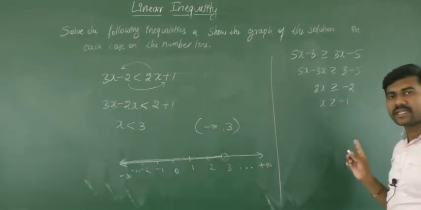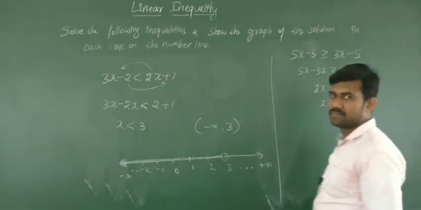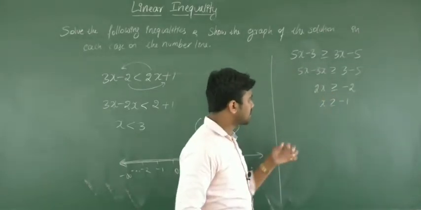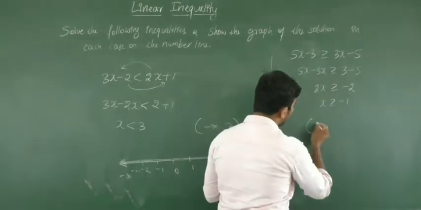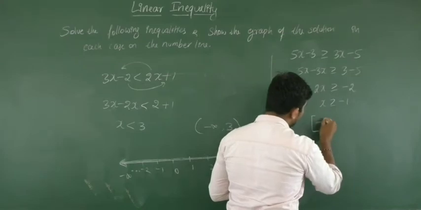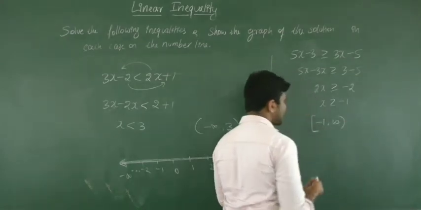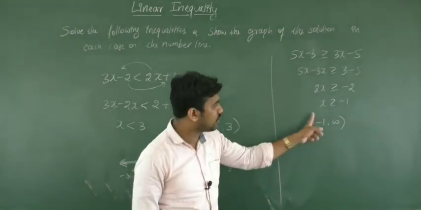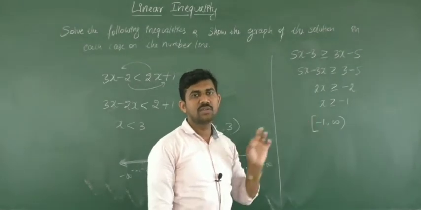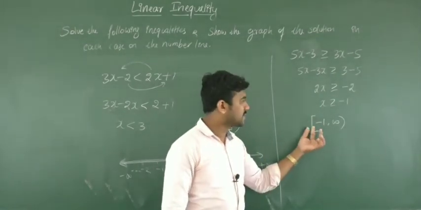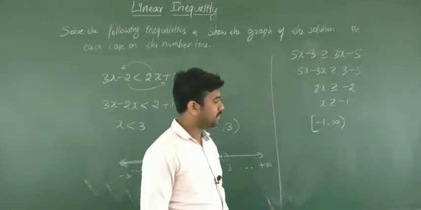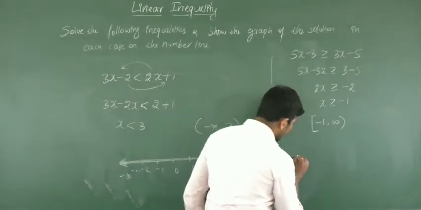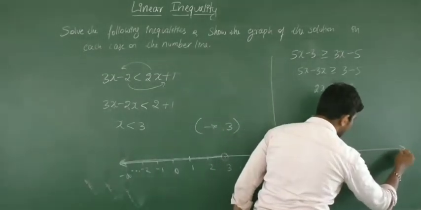x is greater than or equal to minus 1. So we can say here x can take the value from minus 1 to infinity, which is greater than minus 1 and also equal to minus 1. So here closed interval, closed at minus 1 and open at infinity. Now we have to show the graph of the solution on the number line.